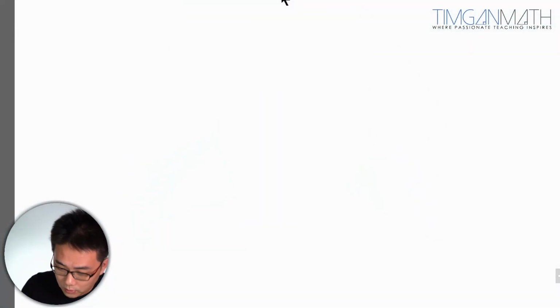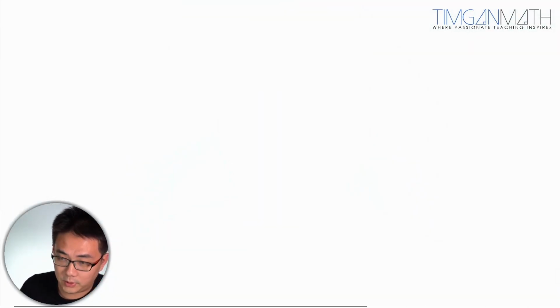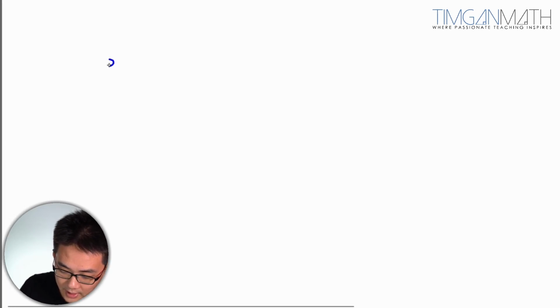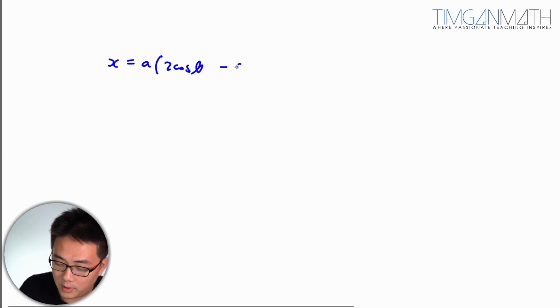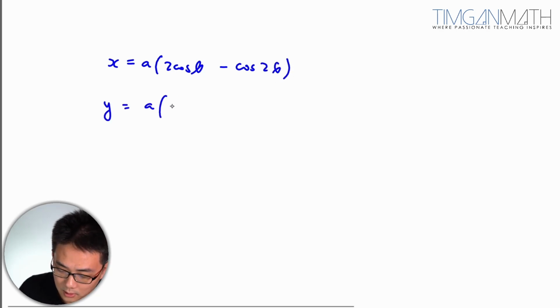Hi students, let's look at this question here, which was taken from the year 2019, paper 1, question 10. So you are given this parametric equation here, which is x equals a(2 cos theta minus cos 2 theta), and y equals a(2 sine theta minus sine 2 theta).